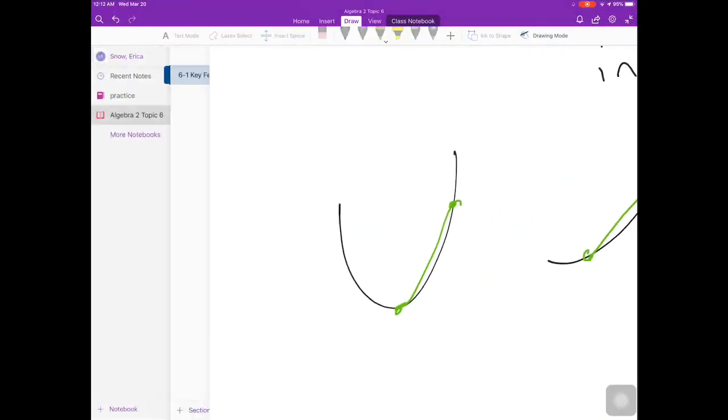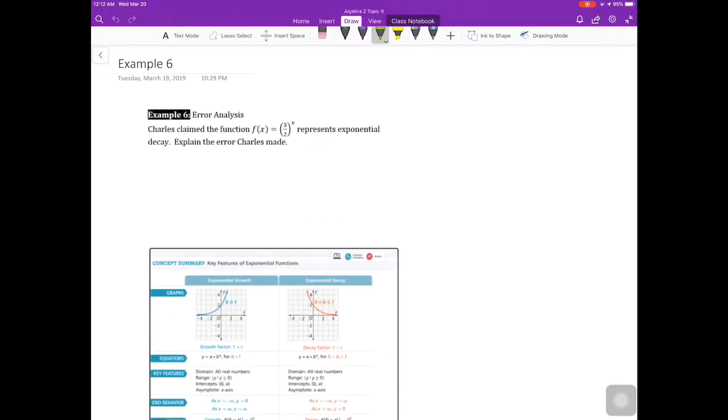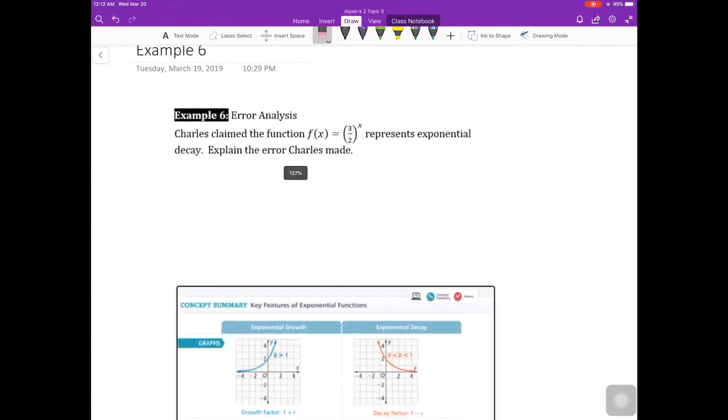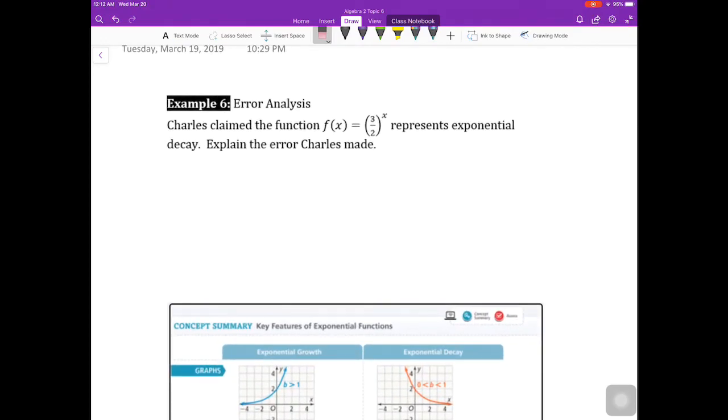Our last one is example 6. And example 6 is just an error analysis question, and it's one that I want you to kind of think about. And I'm actually going to ask you to answer this in a quiz before I give you the answer. So I need to know the error that Charles made here with saying that this is decay. Why is this not decay?